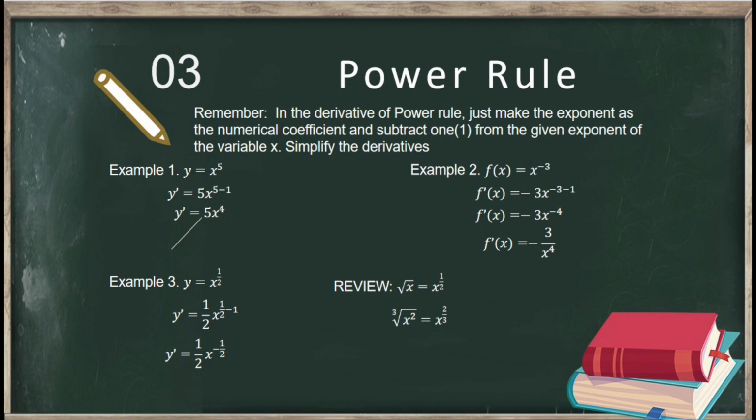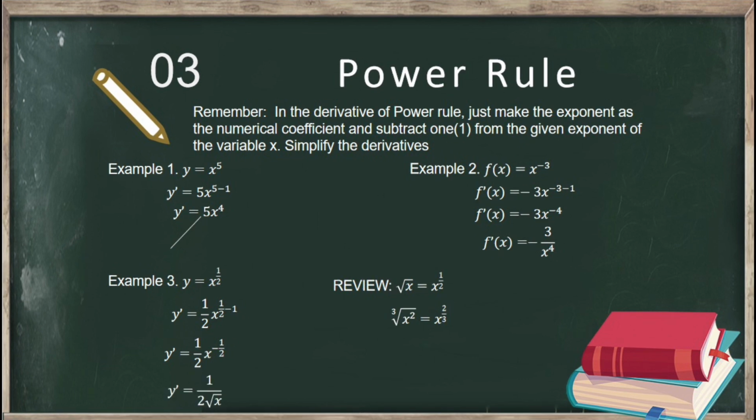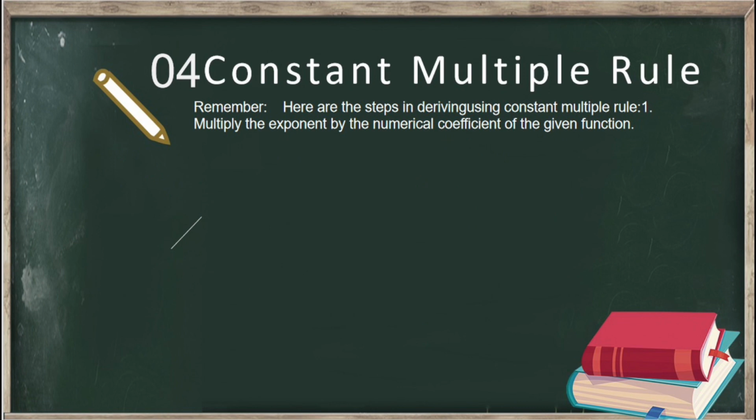So, since we have x to the power of negative 1/2, negative man siya, ibaba na nato, then we convert it into radical. So we have y prime is equal to 1 over 2 square root of x. Next rule is the constant multiple rule. Here are the steps in deriving using the constant multiple rule.